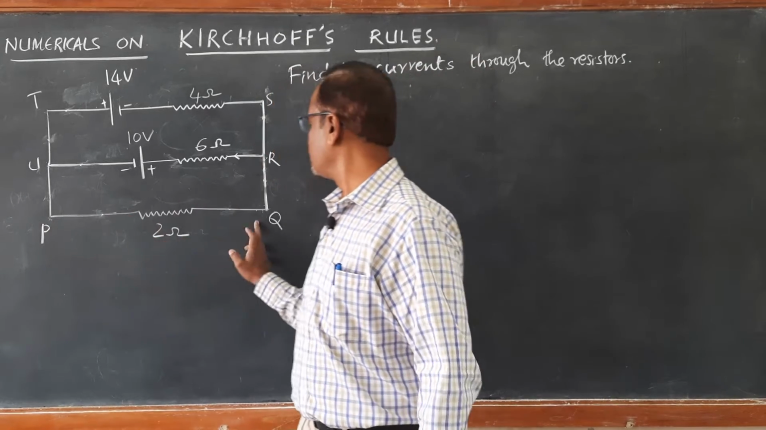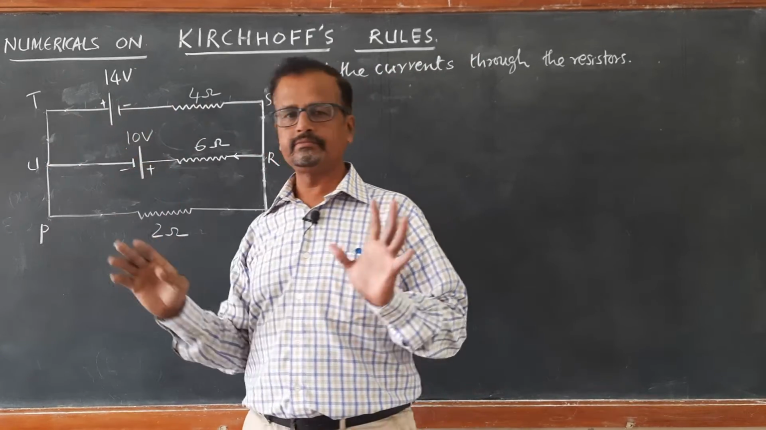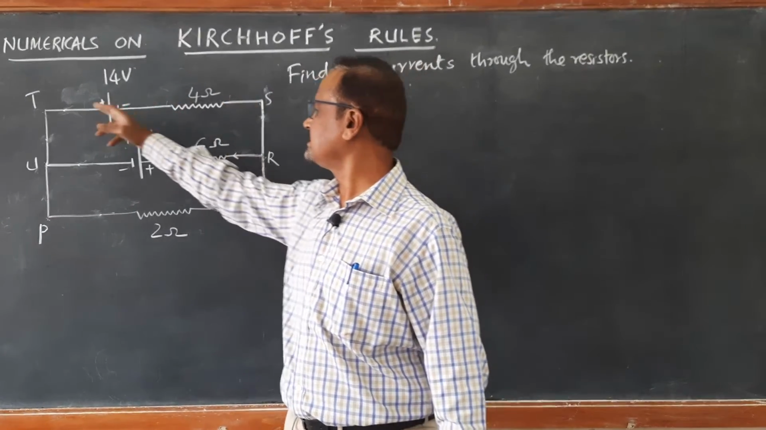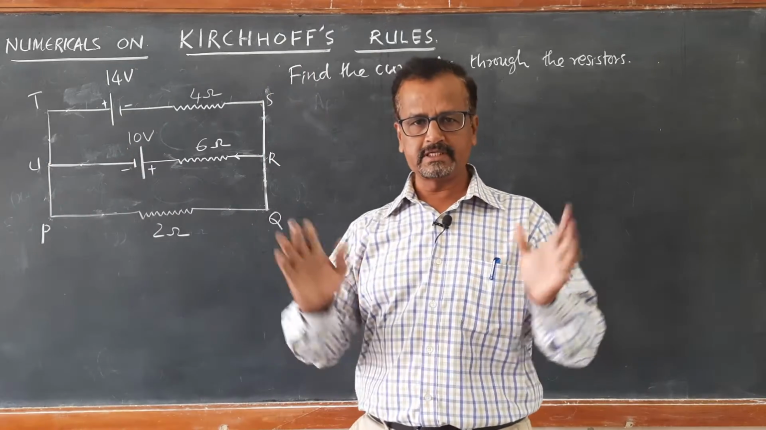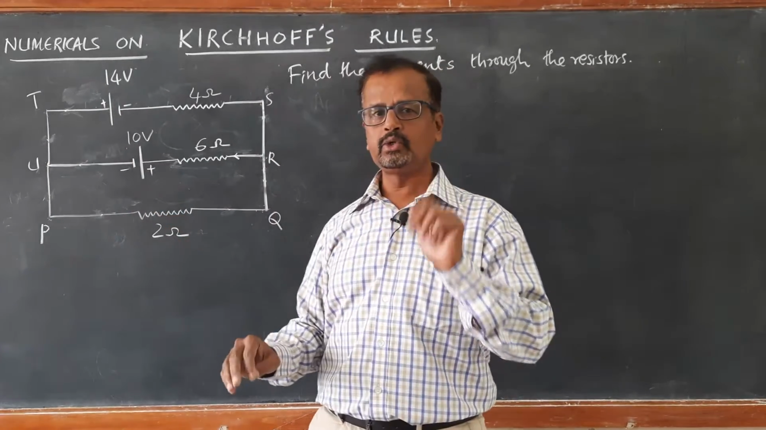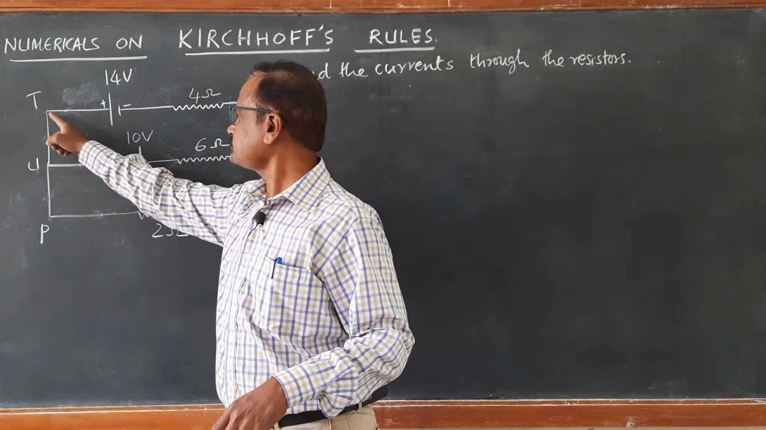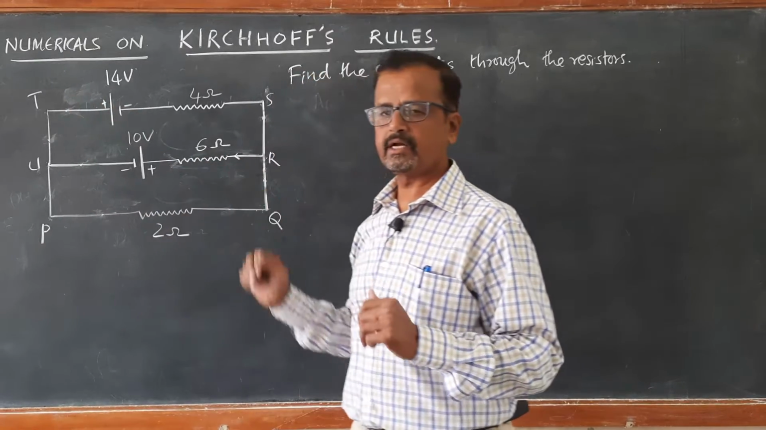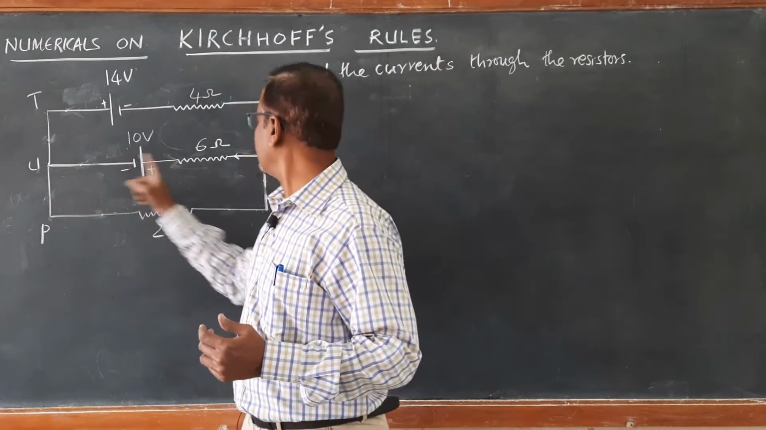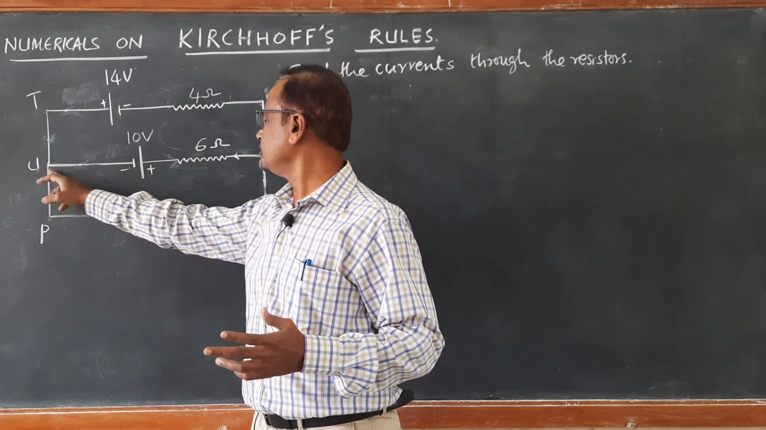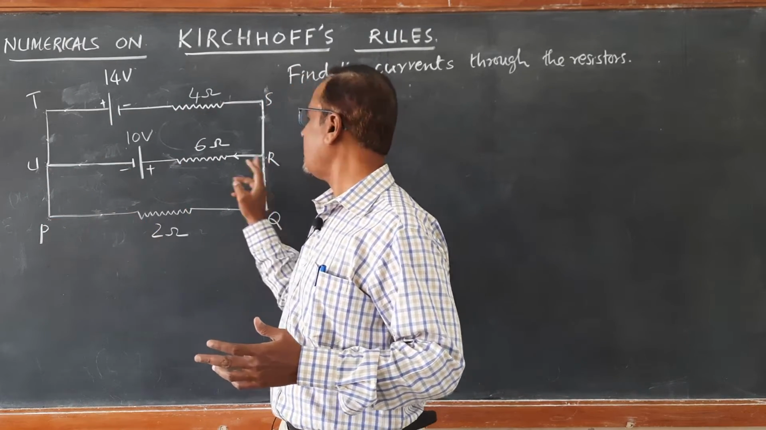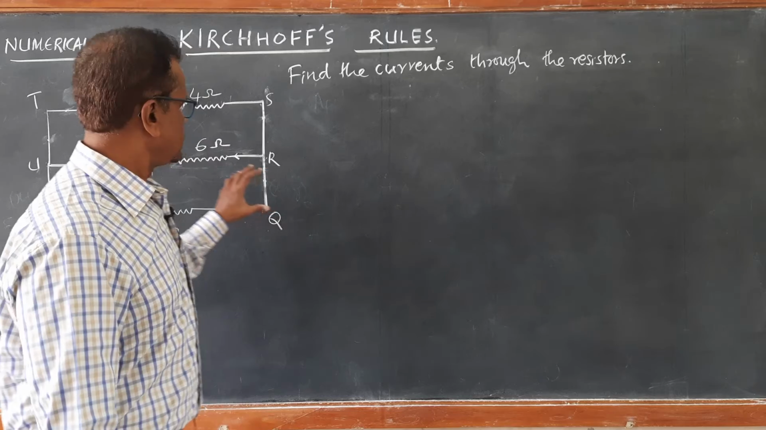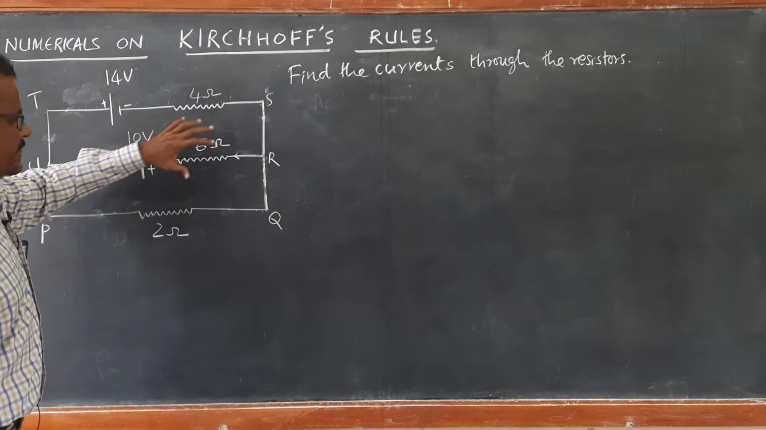This is PQRSTU. The name of this network is PQRSTUP. Okay. So, this closed mesh has two loops. One is TSRUT, or you can also take TURST. Another one is UPQRU. Okay. So, closed loops. So, the mesh is having closed loops.